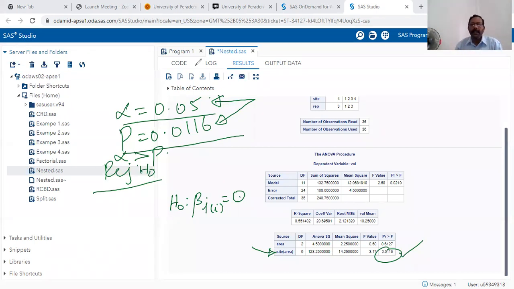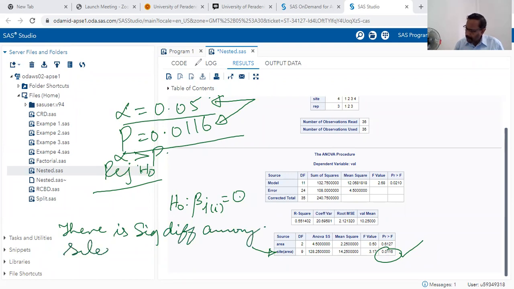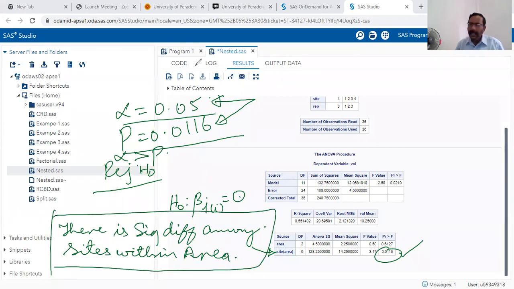So what is next? We'll have to do a mean separation, for example, for each area, because we said there is significant difference among sites within area. So this is my final conclusion. There is a significant difference among the sites within the area.